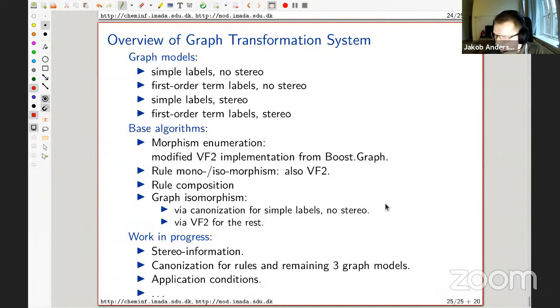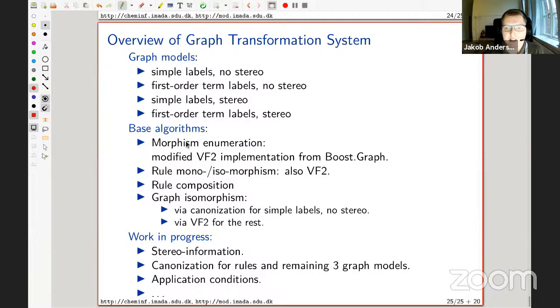But as a final overview of this, it turns out we have either simple labels or these first order term labels, and then we have either no stereo information or stereo information. So all these 4 combinations result in a category that we can work in, and all the algorithms can be parameterized to work in this category.